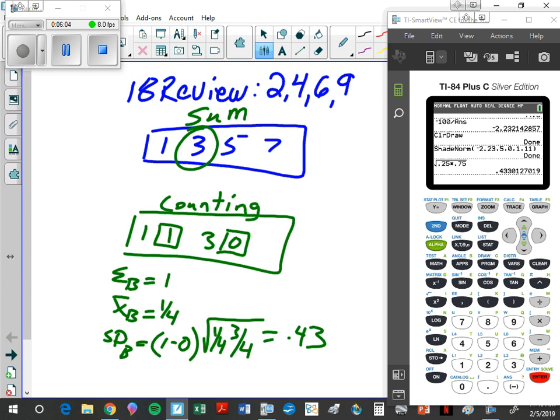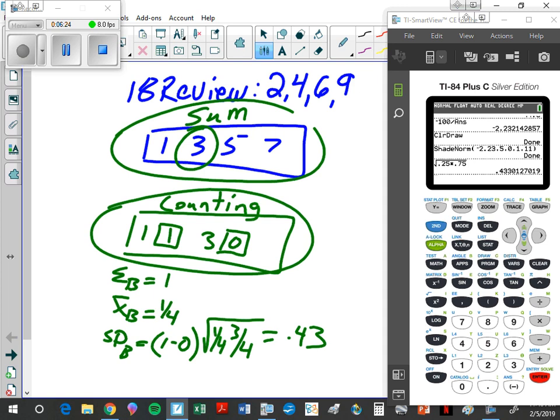Why is this SD 0.43? The old SD was like 2.2. Why is that? Well, this box is way more spread out than this box. And SD is a measure of spread. The numbers in the top box are a lot further away from the average of 4 than the numbers in the bottom box are from 1/4.